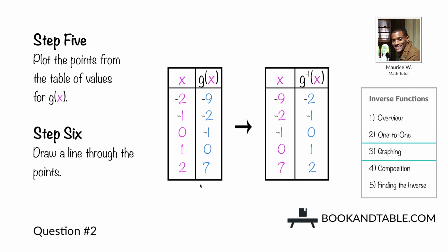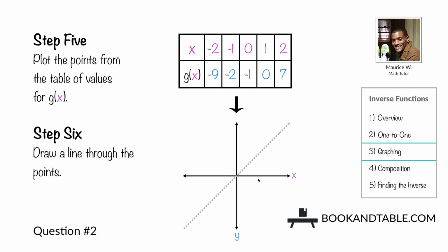So we'll begin by graphing g of x and plotting these points on a coordinate plane. So this is our line for y is equal to x. And our first point is -2, -9. Our second point is -1, -2. Our third point is 0, -1. Our fourth point is 1, 0. And our fifth point is 2, 7. And now with these, we can sketch g of x.